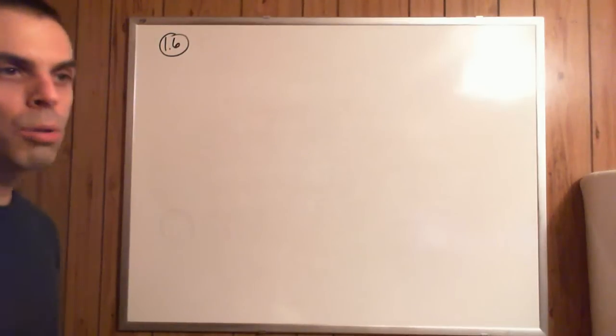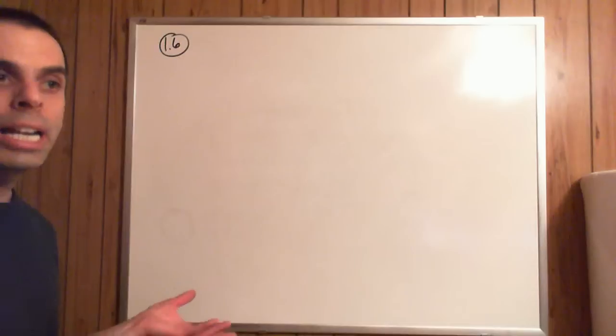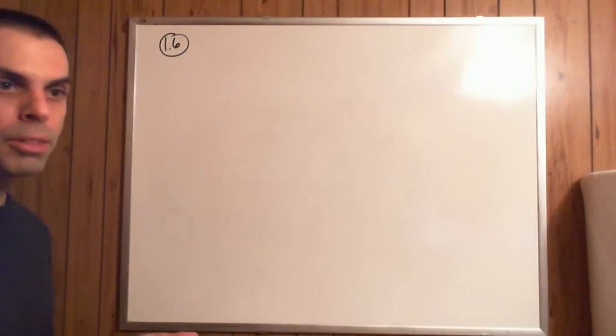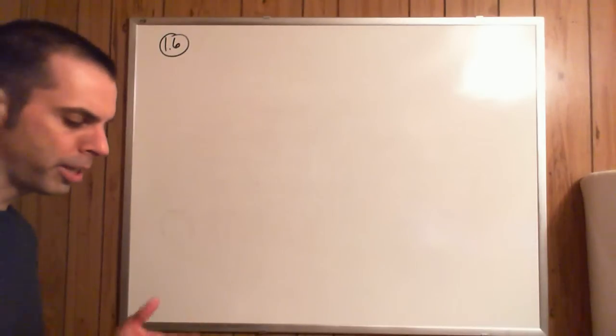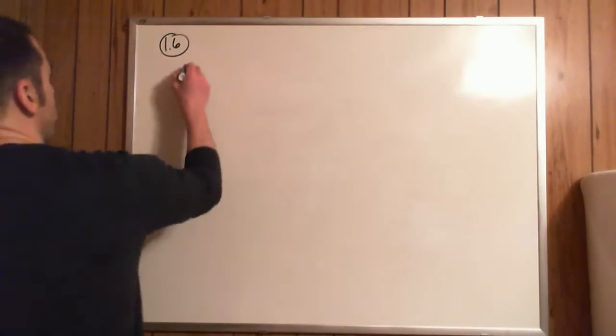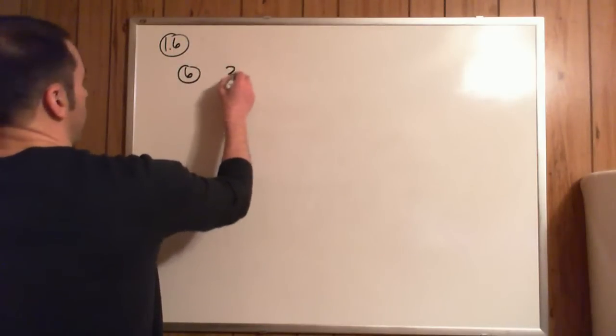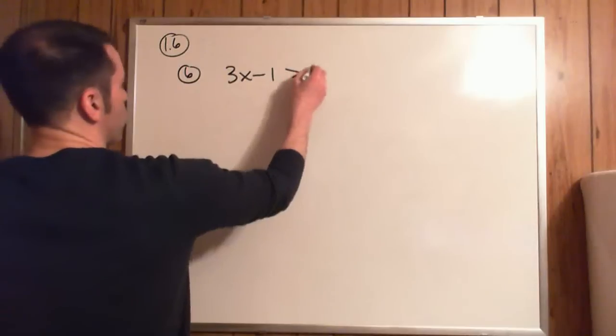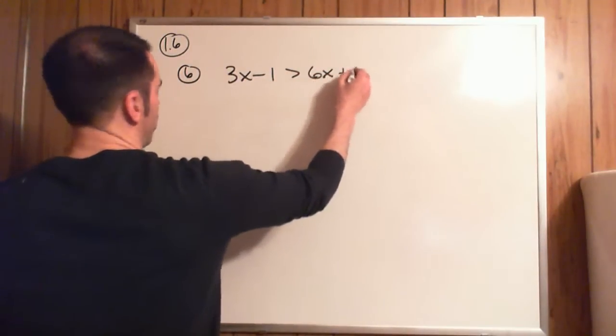Okay, and the last section is 1.6, solving linear inequalities. Inequalities, we know, are things that are not equal, that we use to compare things that are greater than or less than. So in number 6, we have the inequality 3x minus 1 is greater than 6x plus 5.